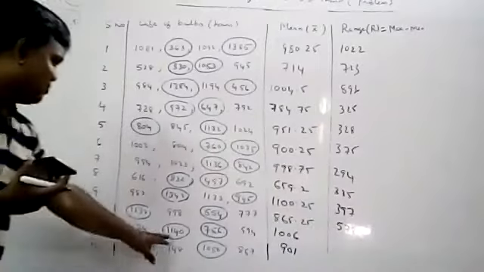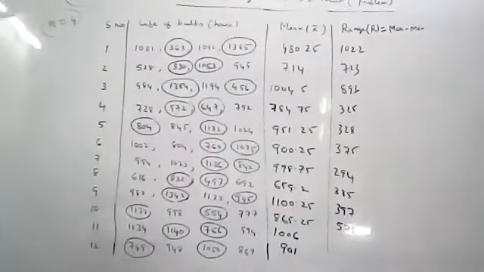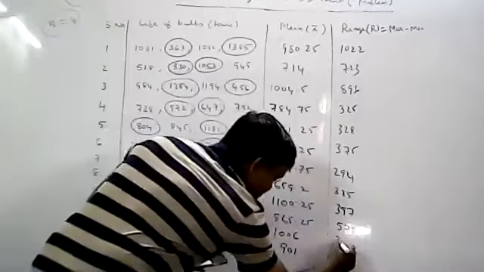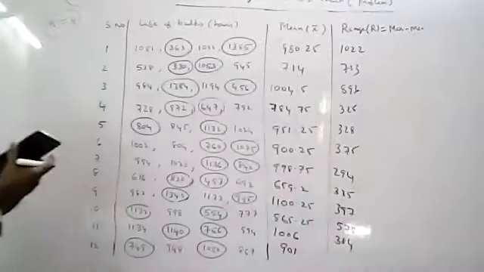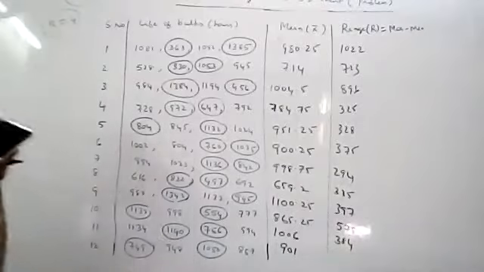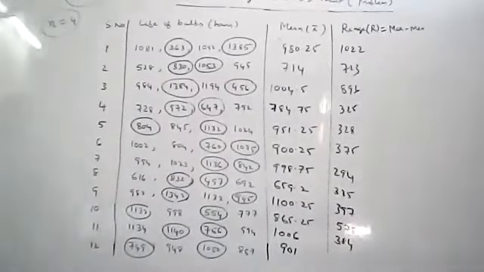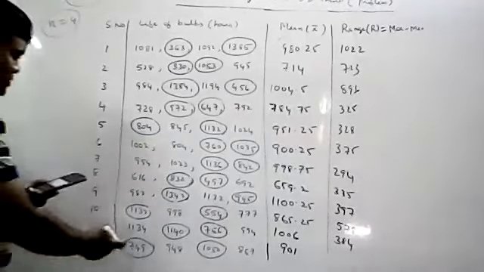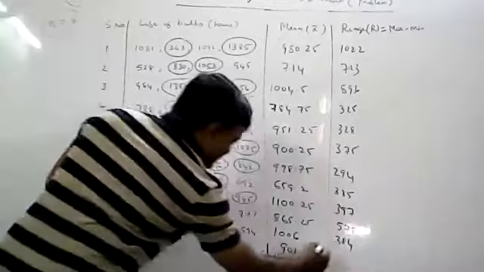Next value, 1140 minus 746. Yeah, 384. Next, last one, 1050 minus 749. 301, I think. 301, not 401. 301 you will get.